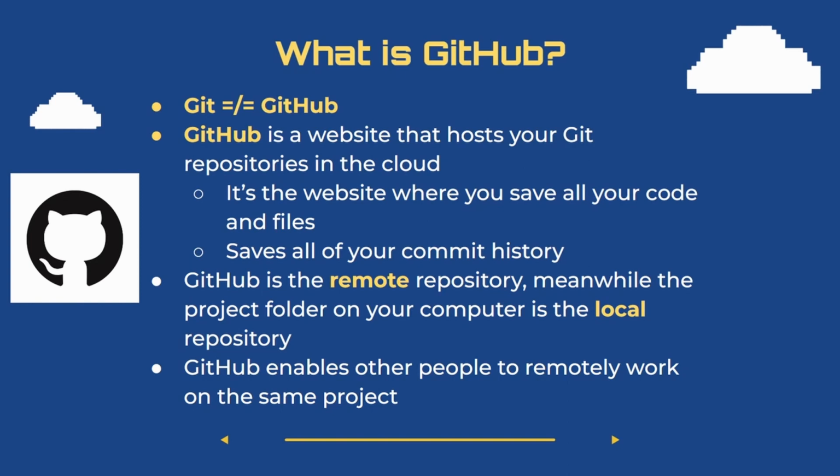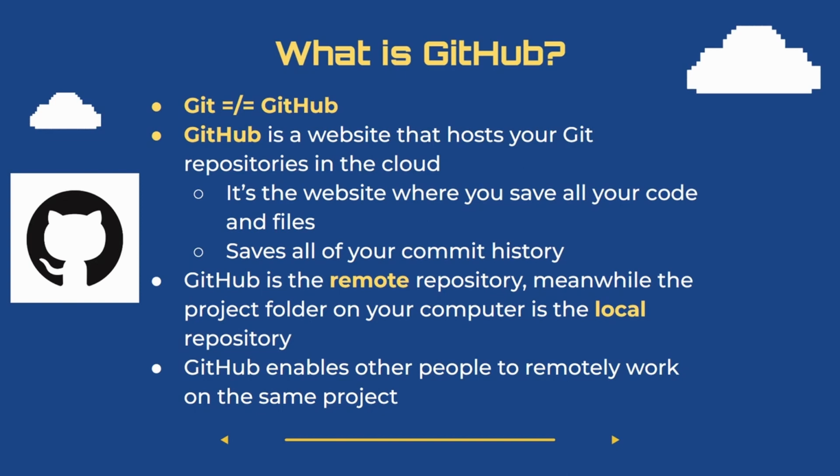What that means is it's a website where you can save all your code and files, your project files and all that. And it saves all of your commit history that you did with Git. You've heard us explain the terms local repository and remote repository. You could think of the local repository as the folder on your computer that has all your project files, like your entire game project or all your code. That's what the local repository is. It's just that folder.